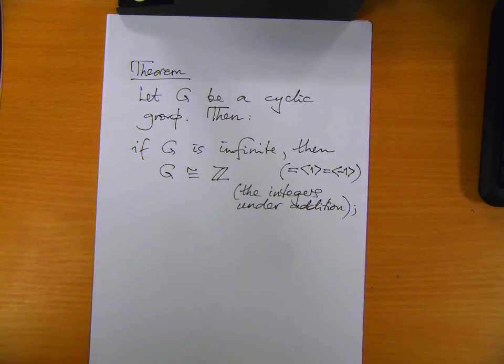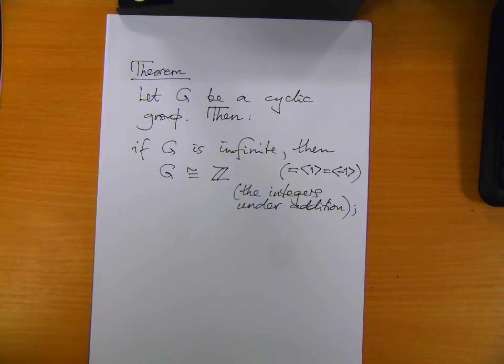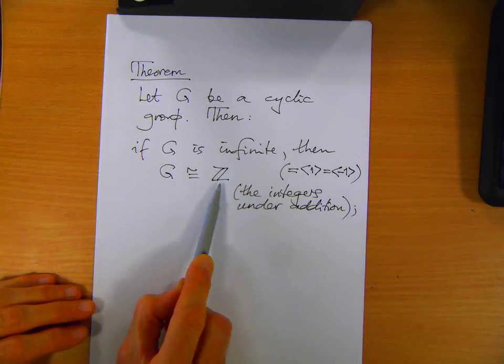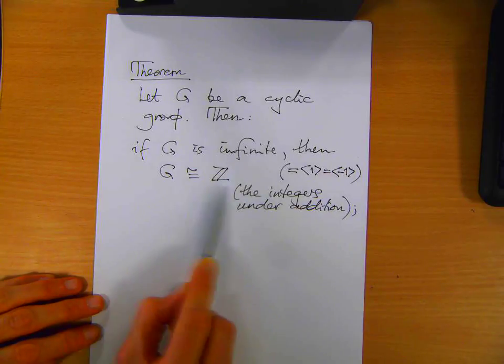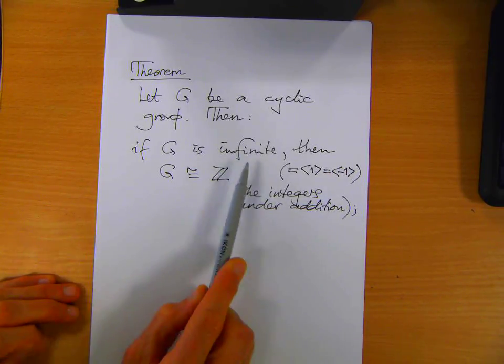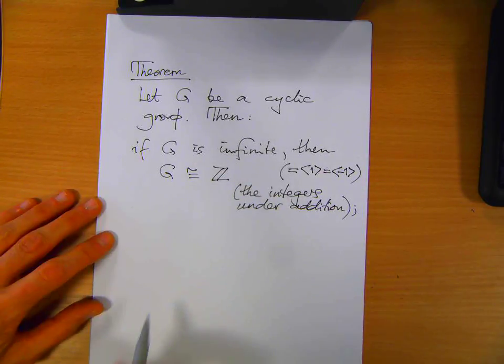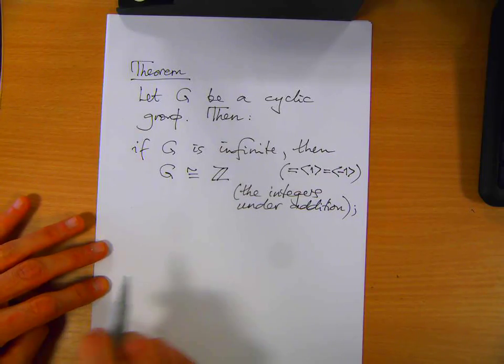And in group theory, if two groups are isomorphic, remember that means there's a bijection between them that preserves the binary operation. If two groups are isomorphic, then as far as group theory is concerned, they're the same. The only difference might be that rather than labelling the elements by integers, we've labelled them in some other way. But as far as group theory is concerned, they're the same. So there's only one infinite cyclic group. Okay? So that's very straightforward. And it's one that we know and possibly love, the integers under addition.